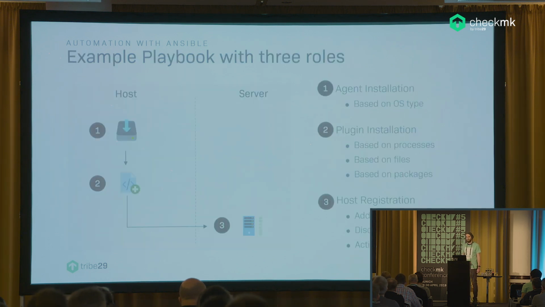Okay, now I'm going to have to rush, and that's why the last slide is just going to be a quick slide. So this is GitHub right now. That's what you're going to be finding there. We have an agent installation based on the OS type. We can then install the plugins based on processes, based on files, or based on packages. And last but not least, we also activate the host, so host registration.